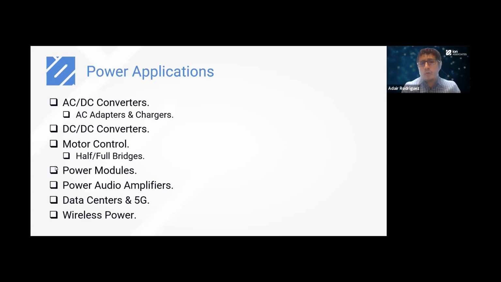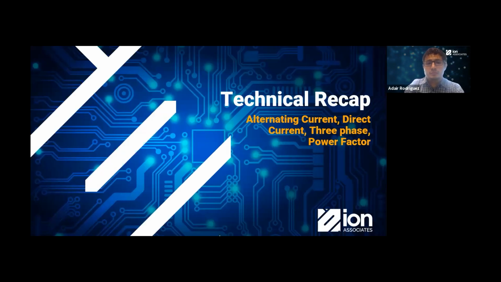So, when we talk about power products, we don't only refer to AC to DC or DC to DC solutions. Electronic power delivery systems are also found in motor control, power audio systems, or designs for communication devices such as data centers or 5G towers. But before reviewing specific products, let us review some of the basics of power.